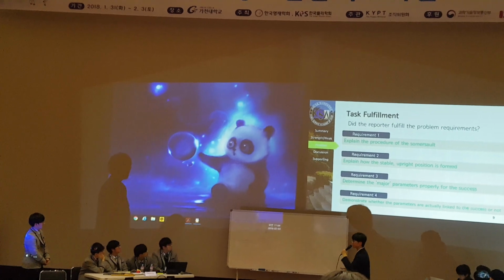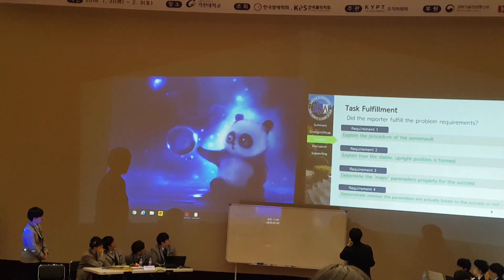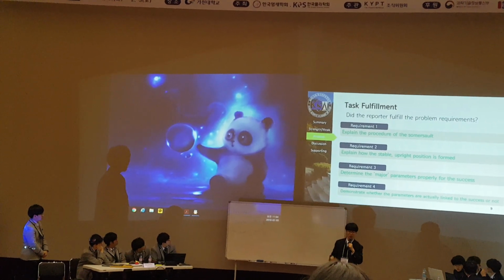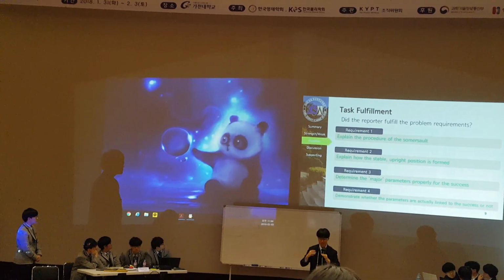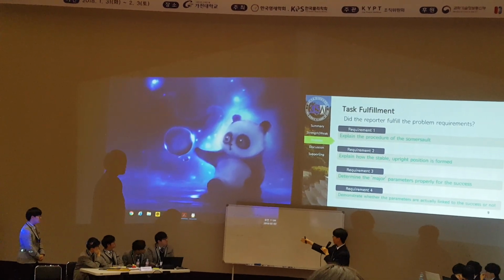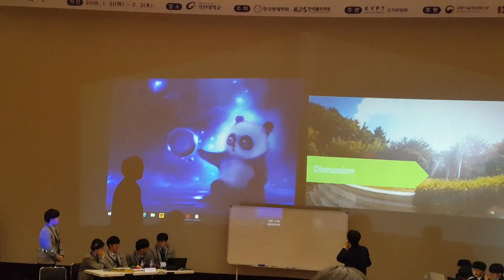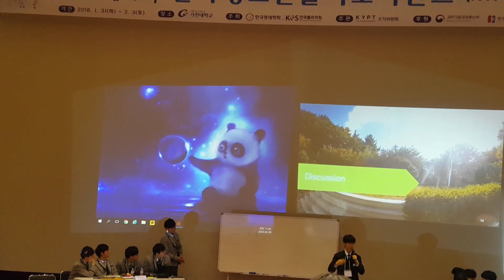And also about the task fulfillment. Did the reporter fulfill the problem requirements? Here are the requirements related to this problem, and these would be discussed in depth after inviting the reporter team. And here are the discussion points. I'm going to briefly summarize the discussion points that I'm going to elaborate.